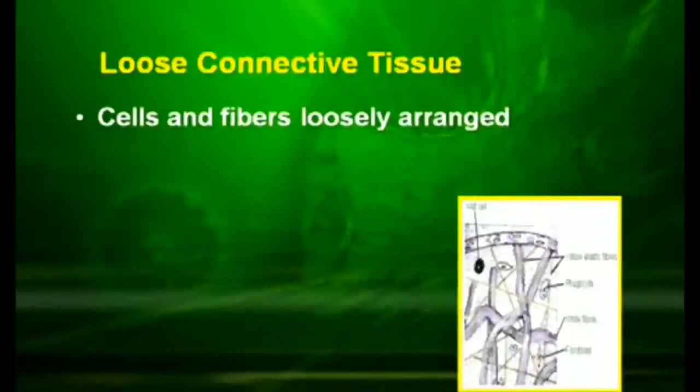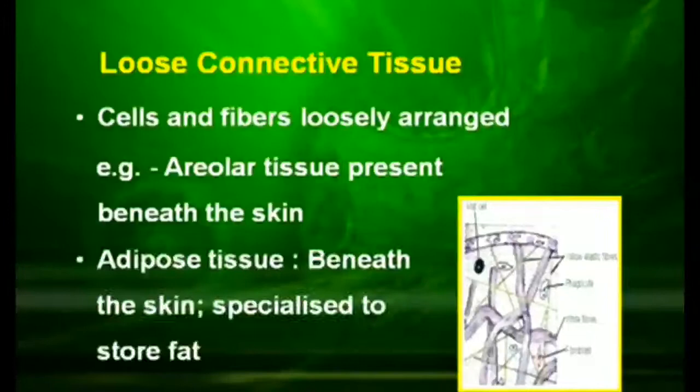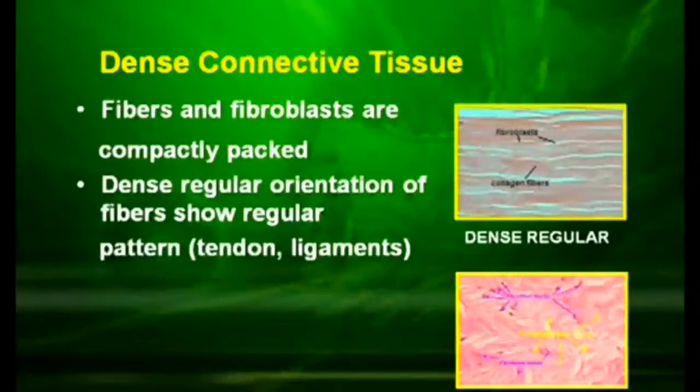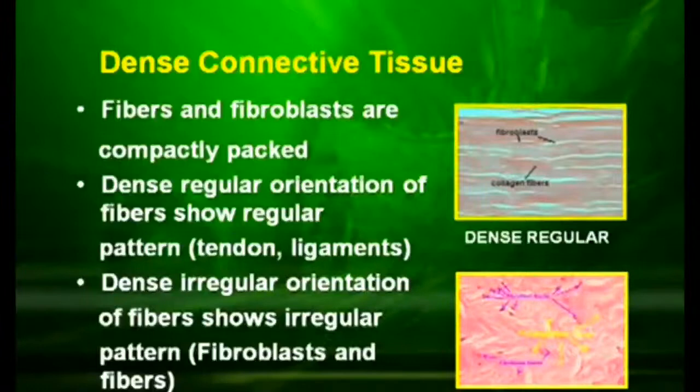For example, the areolar tissue, which is found beneath the skin, and the adipose tissue, which is also found beneath the skin, is responsible for storing fat. In the dense connective tissue, the fibers and fibroblasts are compactly packed. In dense regular tissue, the fibers show a regular pattern, which is seen in the tendons and the ligaments. In dense irregular tissue, the fibers show an irregular pattern.